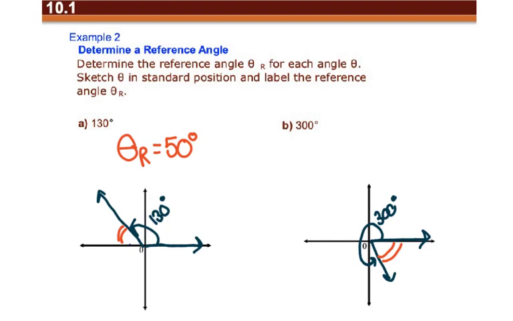And what we know is that if we take the angle plus the reference angle, that gives us one full rotation, that gives us 360 degrees. So 360 minus 300 gives us a reference angle of 60 degrees here.